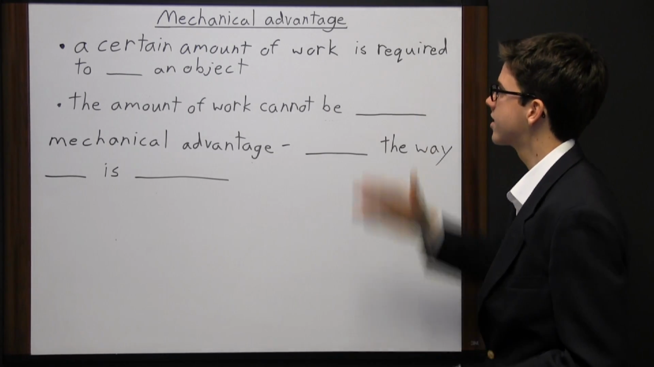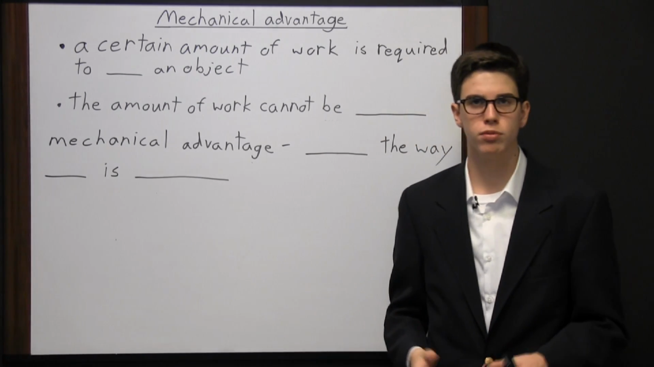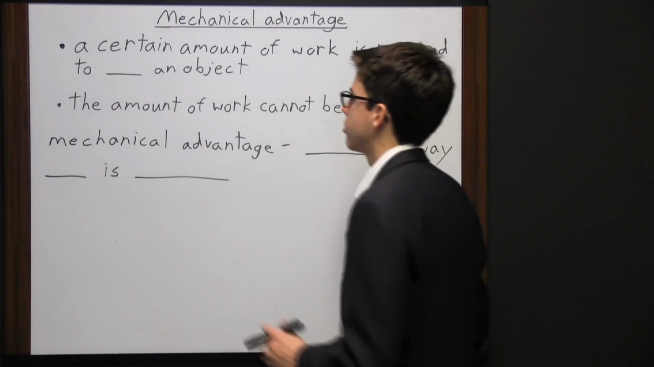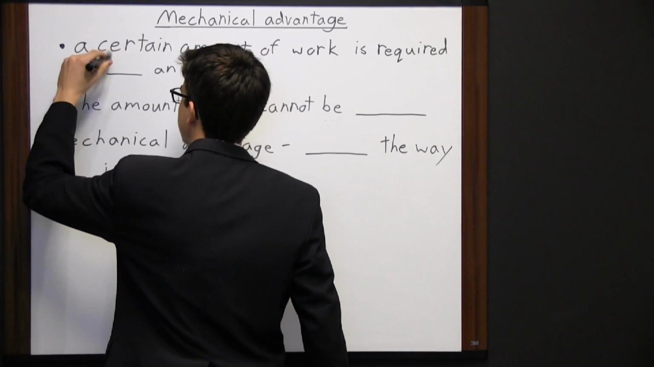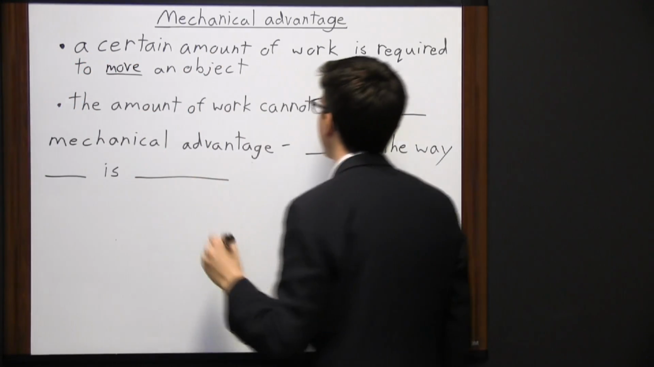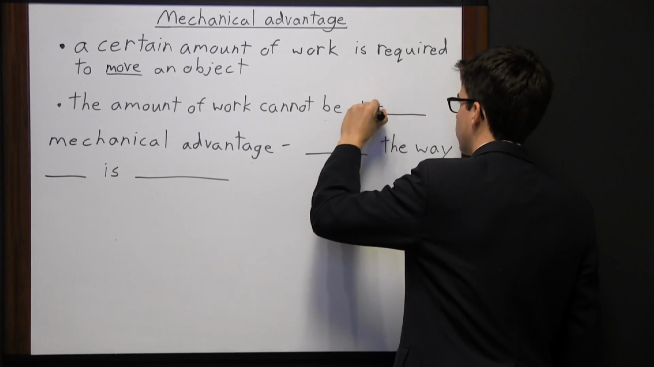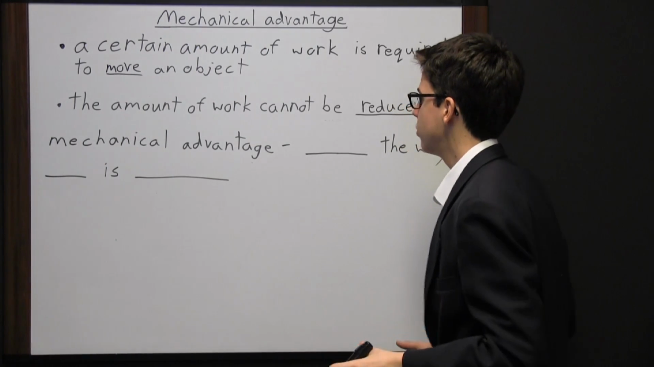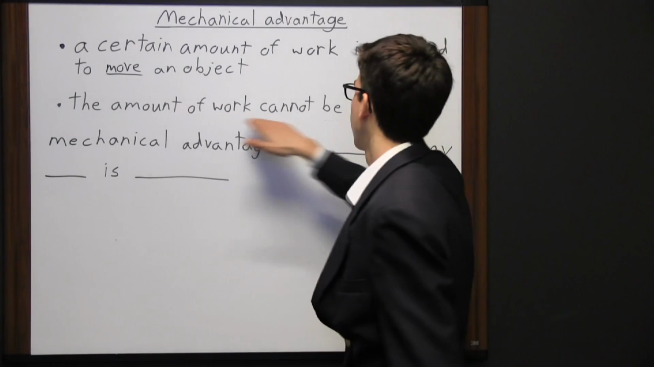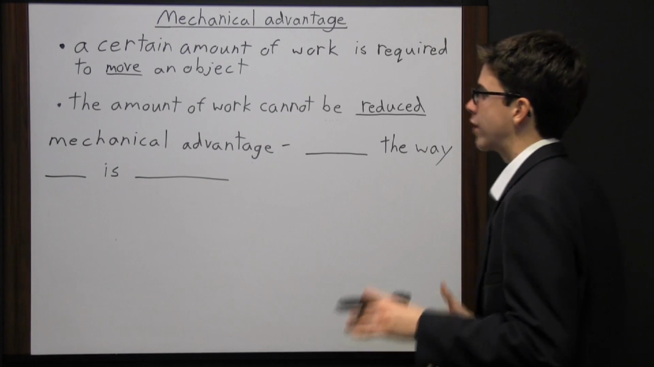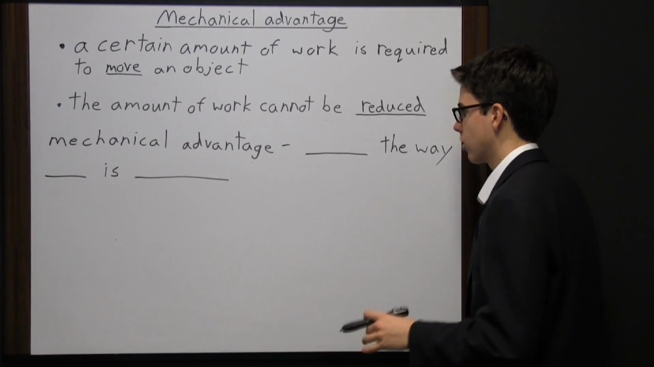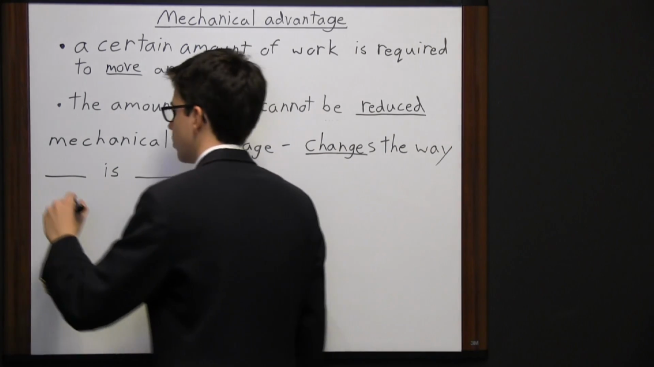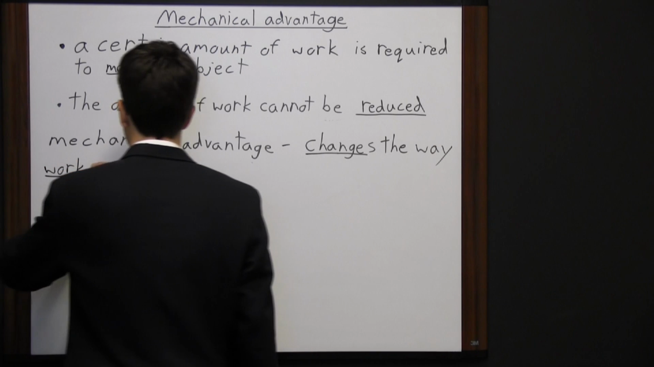Mechanical advantage is the term used to describe how simple machines make accomplishing work easier. Now, a certain amount of work is required to move an object, and the amount of work cannot be reduced. So how then does mechanical advantage reduce the amount of work you have to do when it says right here the amount of work cannot be reduced? Well, mechanical advantage makes work easier by changing the way work is performed.